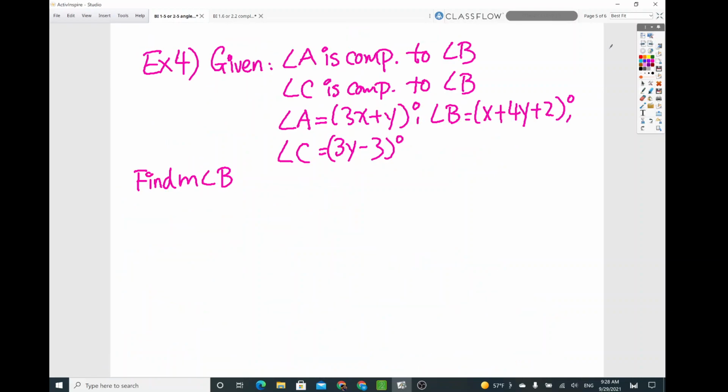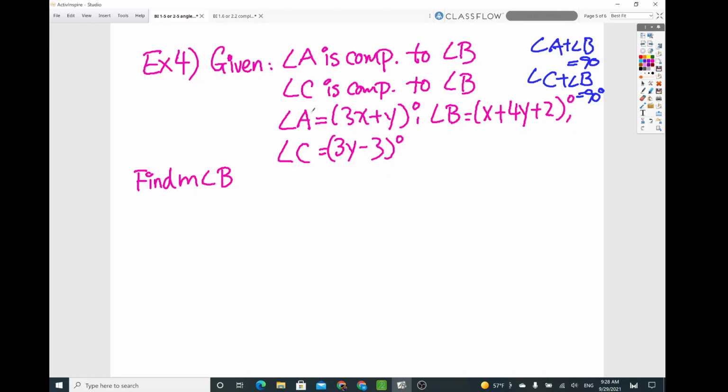Okay, so here's another one. Angle A is complementary to angle B. Angle C is complementary to angle B. Okay, so if those two angles are complementary, that means angle A plus angle B equals 90 degrees. Angle C is complementary to angle B, so that means angle C plus angle B is also 90 degrees. So here's the expression for the angles: angle A, angle B, angle C.